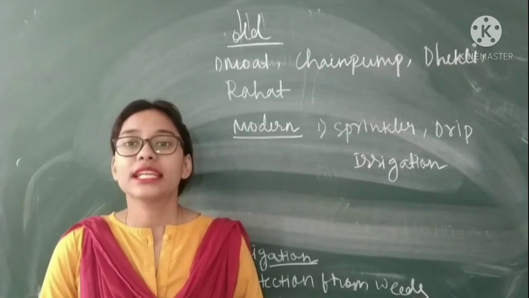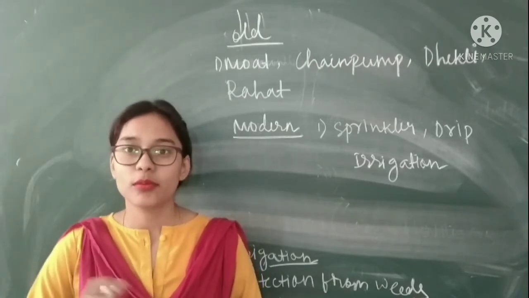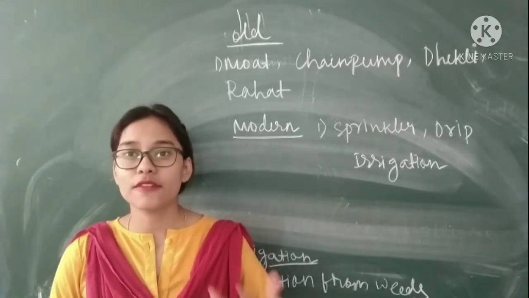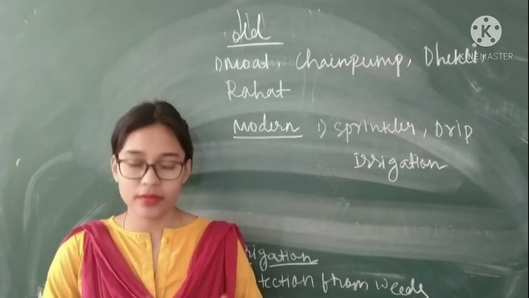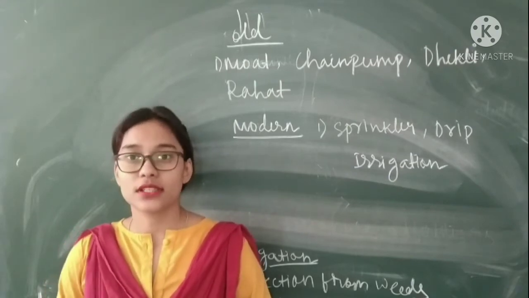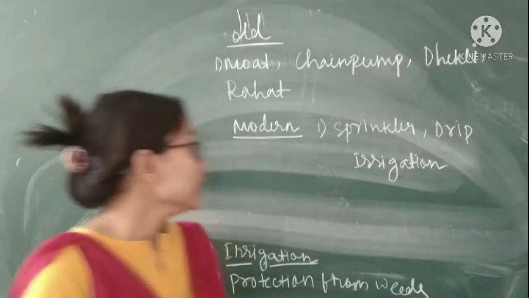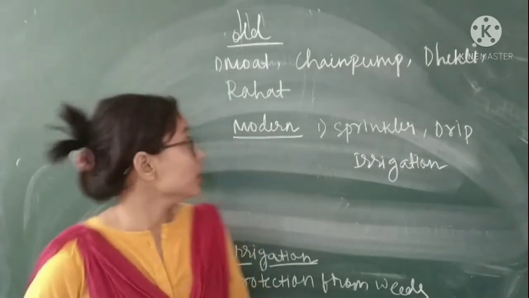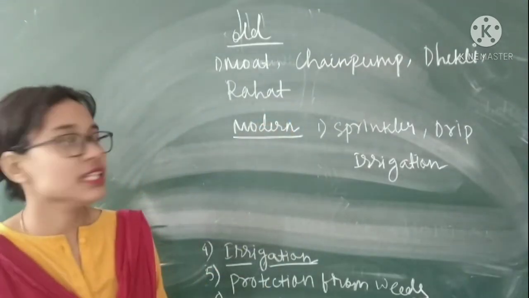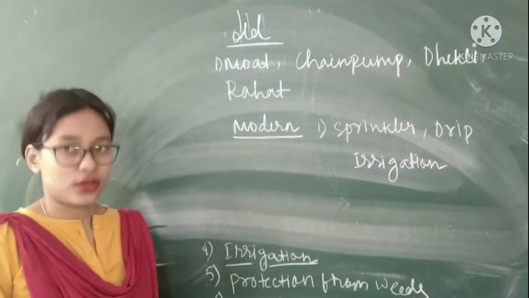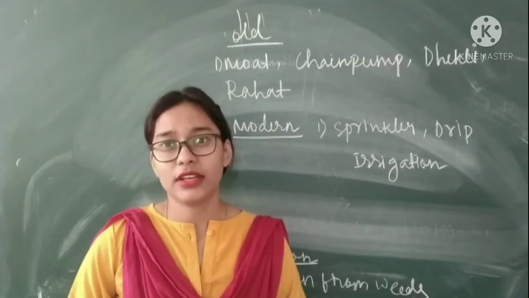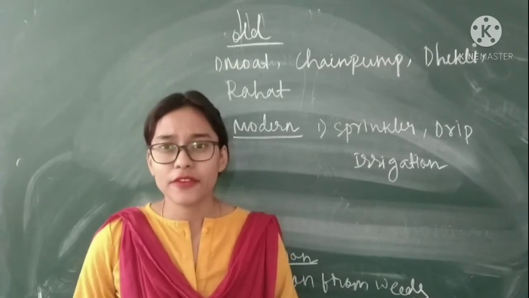Now we will discuss irrigation. What is irrigation? The proper supply of water to the crop is called irrigation. So what are the sources of irrigation? Tube well, hand pump, wells, lakes, ponds, these are the sources of irrigation. Now you see, in olden times, they used several methods like mode, chain pump, dhakli and rahal. You can see in the diagram how it looks. So, these old methods were very difficult. It was very difficult to draw water from these methods.